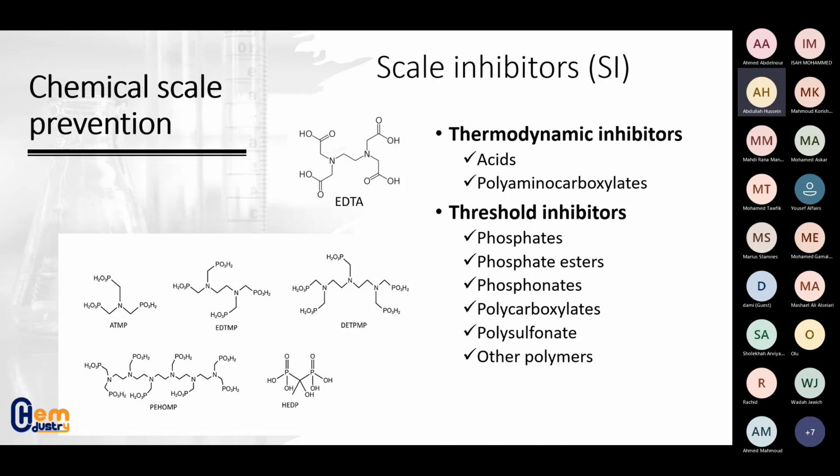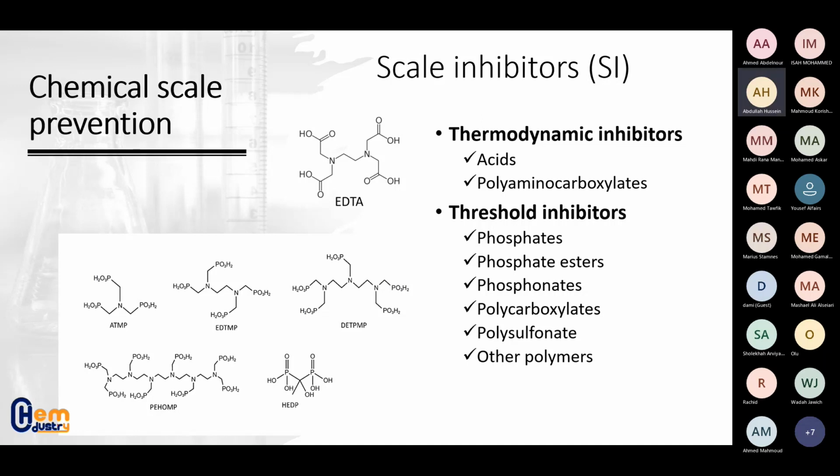For the threshold ones, we have different brands and different compounds. We have phosphates, phosphate esters, phosphonates, and all different polymeric materials. For the threshold inhibitors, their mechanism of work is that they can work either by crystal modification, or they sequester and prevent the nucleation step. They interfere with the nucleation step, or they work by dispersion.